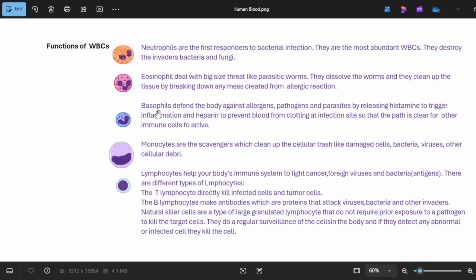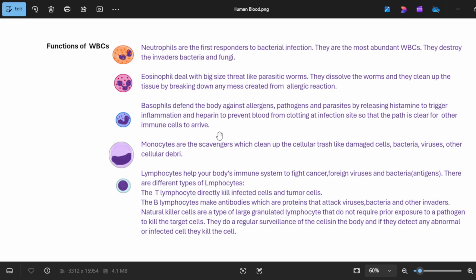And next, we come to the next white blood cell, which is basophil. So basophil will be defending our body against allergies. It releases histamine, which creates inflammation of the body. In whichever part we have that allergy, it starts getting inflamed, and heparin is released, which will make sure no blood clot happens, similar to the aspirin tablet, which is given as a blood thinner. So to avoid blood clot.